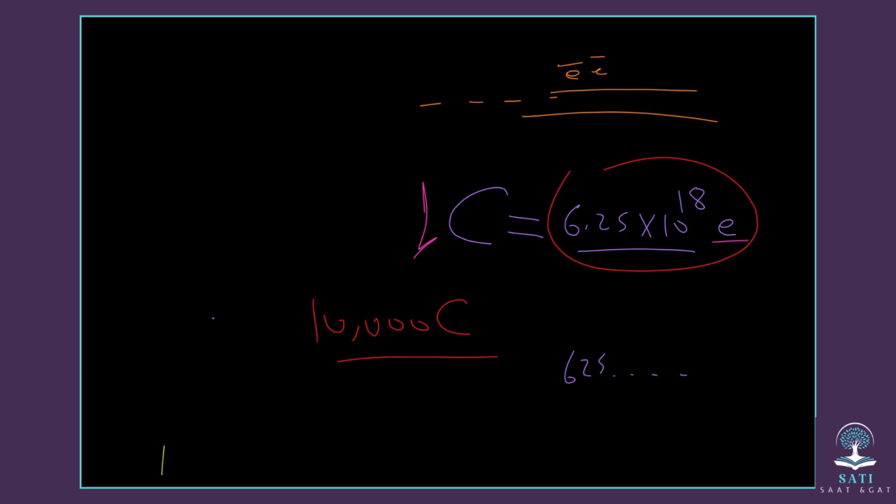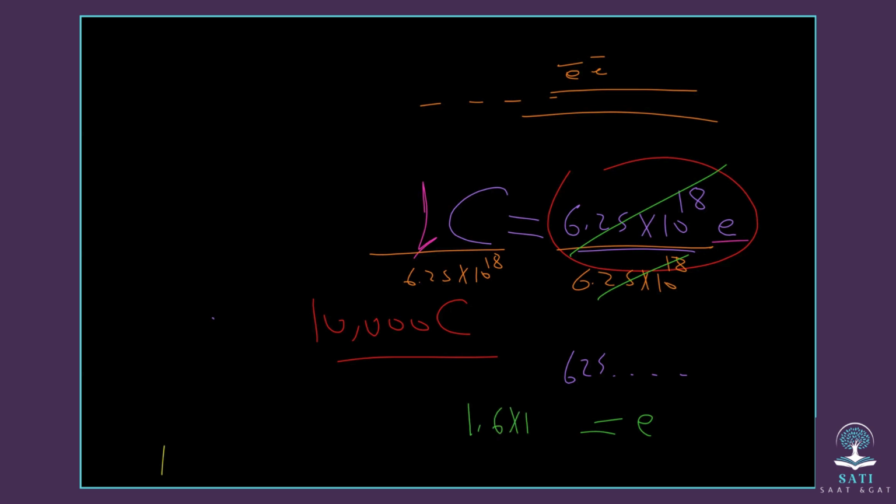Okay, 1 electron now equals how many coulombs? We need to divide by 6.25 times 10 to the power of 18 on both sides, so this part cancels. You'll get that the electron equals 1 divided by 6.25 times 10 to the power of 18. If you divide it, it's going to be 1.6 times 10 to the power of negative 19 Coulomb.